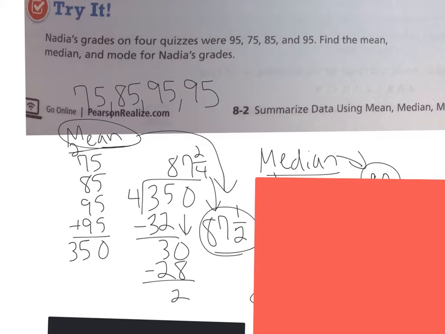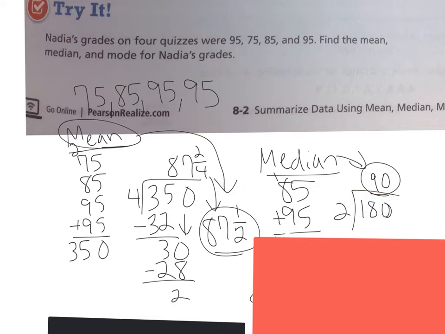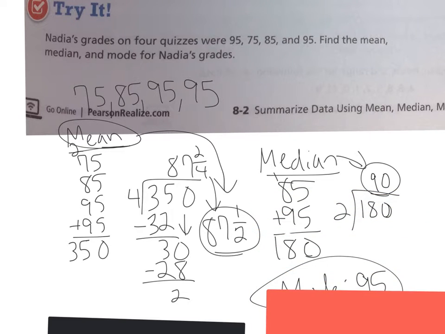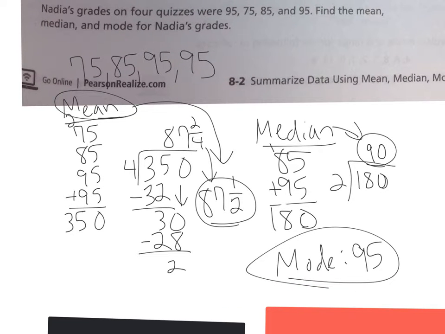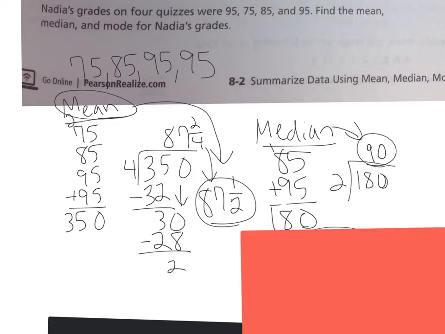So for the median, we make sure we put the numbers in order first. Put them in order. We got 2 middle numbers, 85 and 95. So we can average those out. We add them together to get 180. Divide by 2 would be 90. 90 would be our median there. Again, if you can tell that halfway between 85 and 95 would be 90, then that works too.